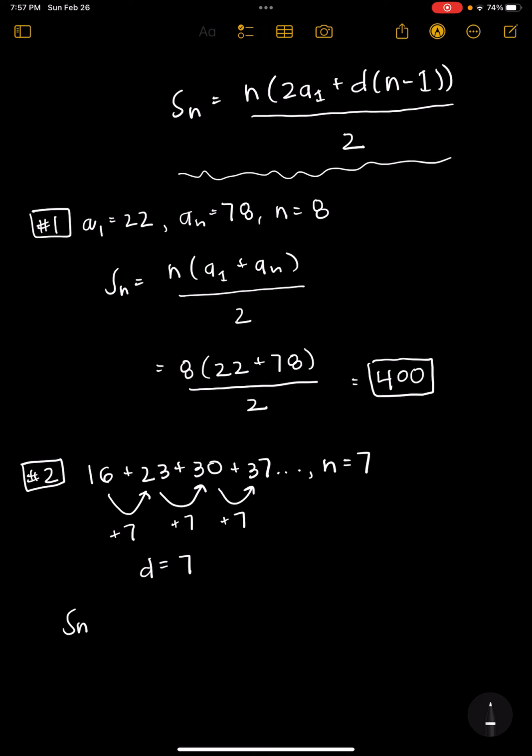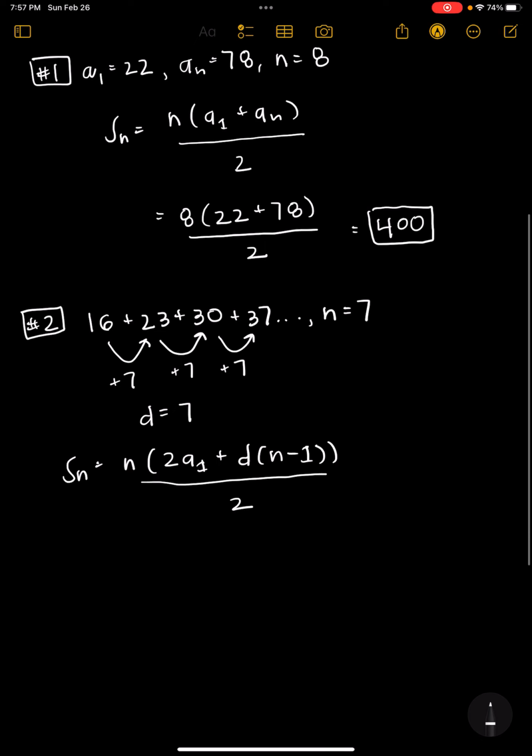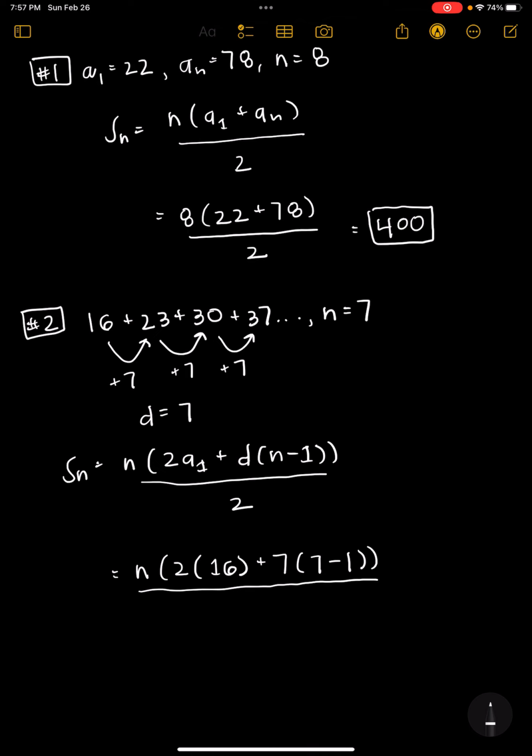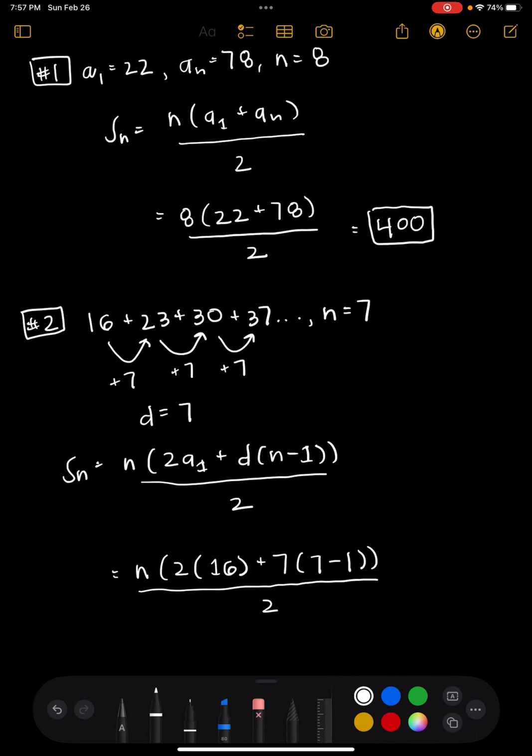So let me just rewrite it out. All right. And let's start replacing. So we would have n, which they told us is 7, times 2 times your first term. The first term is just that first number, which is 16, plus d. We just decided that's 7. That's what we're adding every time. And then n again, so 7 minus 1, all divided by 2. Oh, and I just wrote n right there, but we know that n is 7, so I'm going to replace that with a 7.